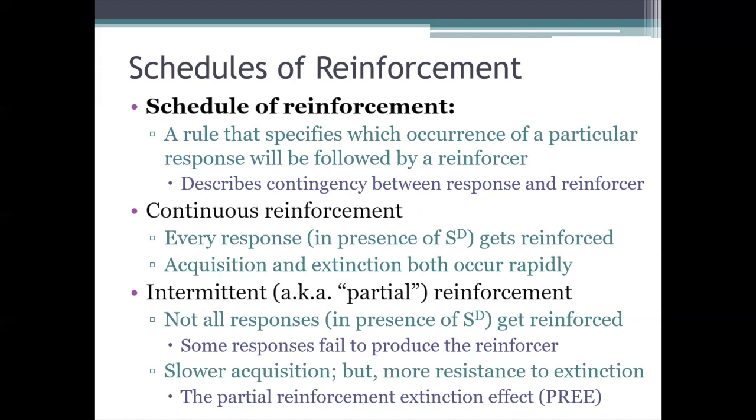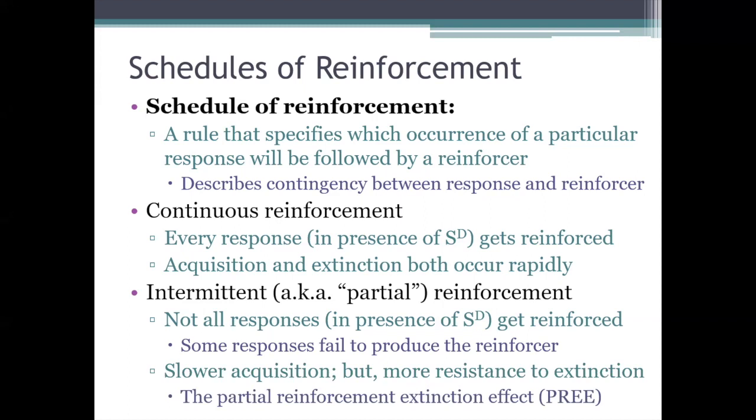So, continuous reinforcement is a good way to establish a new behavior. But if you then stop reinforcing that behavior, so if you put the animal through extinction, where now the reinforcer no longer follows the behavior, then the animal will give up on that behavior more quickly. It'll stop performing that behavior more quickly than it would have if it had been on an intermittent schedule of reinforcement before you introduced that extinction phase.